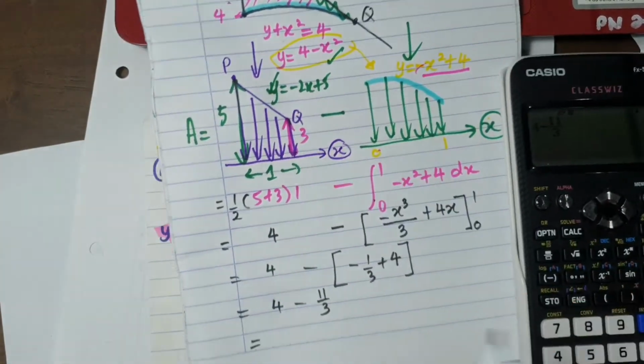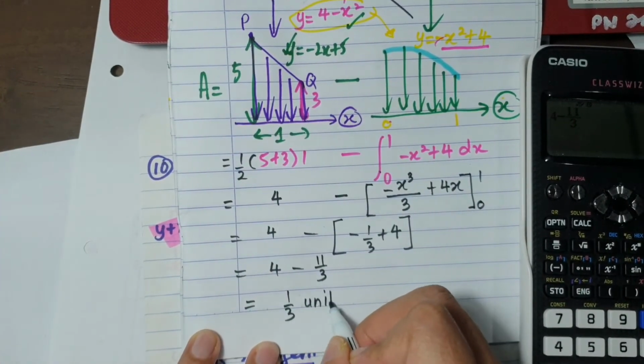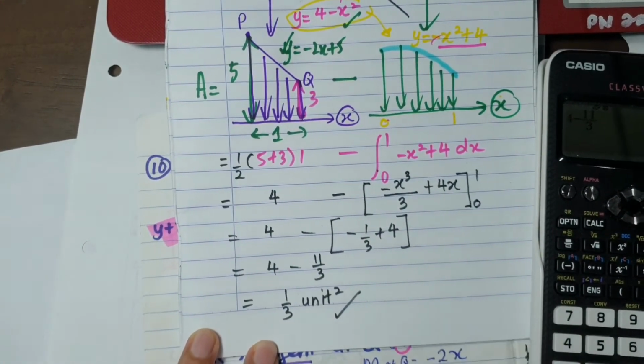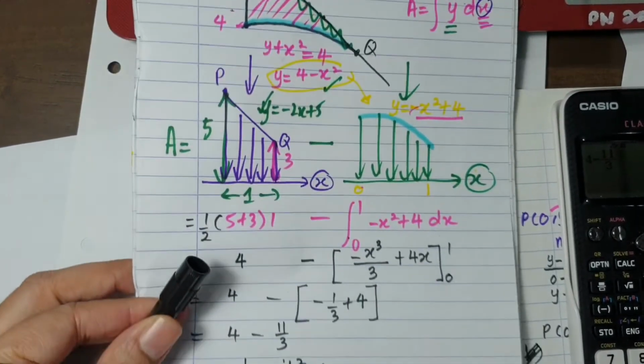(1 over 3) square unit. Done. Okay, B done. Okay, next, C.